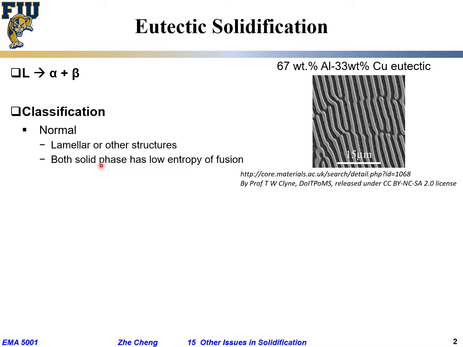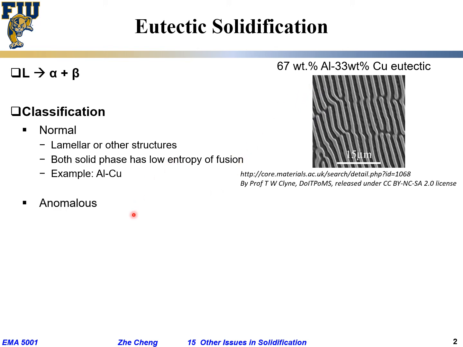Typically, this type of normal eutectic solidification happens when both solid phases have low entropy of fusion or solidification, which means the entropy change from solid to liquid is on the order of the ideal gas constant. Okay? The example would be both of the components are metals, such as aluminum and copper, as what we give here as an example.